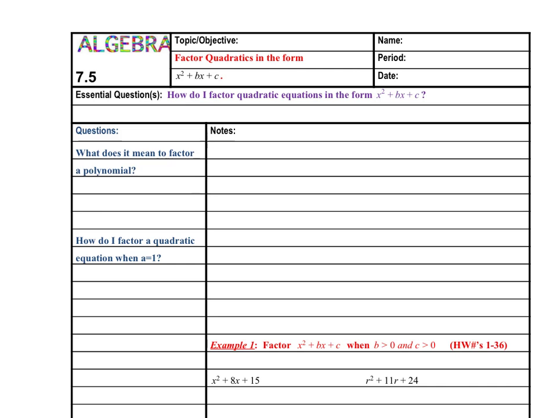Let's talk about what it means to actually factor a polynomial. We've done this a little bit. Just like when you factored out the GCF, what you're doing is you're breaking it up into pieces. So break up the polynomial into pieces, usually with parentheses.